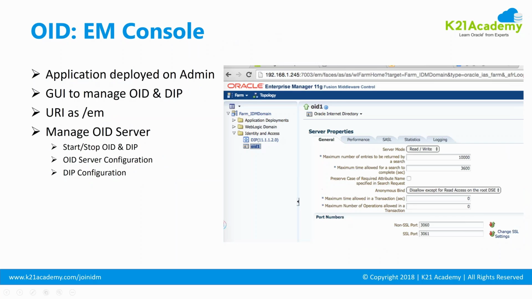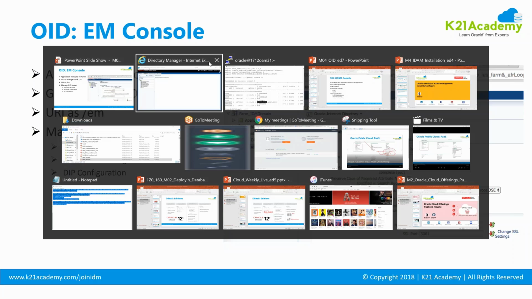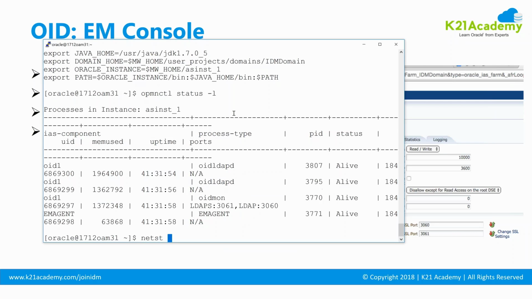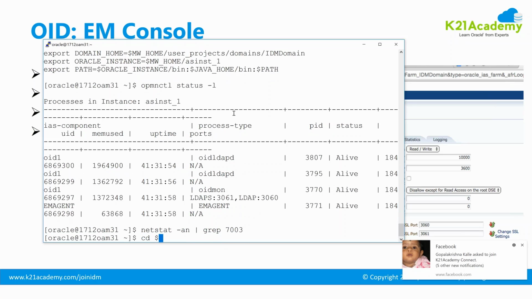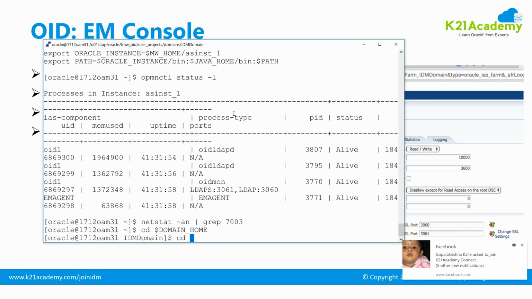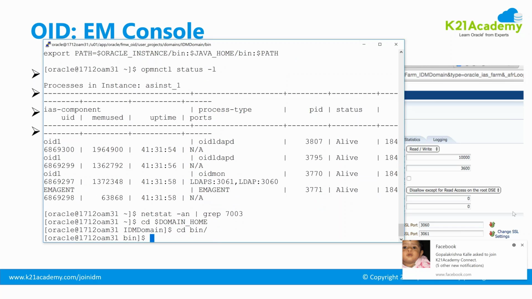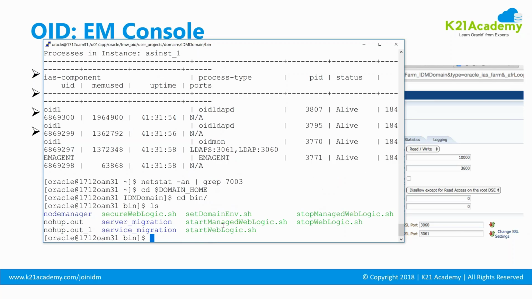Then you have one more console, which is the Enterprise Manager console. But before we go on to the server, let me check because services might be down again. First of all, I'll look for port number 7003, and if it's not running, I'll start the services. So I'll grep 7003 and it's not running. I'll go back to the domain home and go to the bin folder. This time, instead of managed WebLogic, I'm going to start WebLogic, in nohup mode so that it runs in the background.